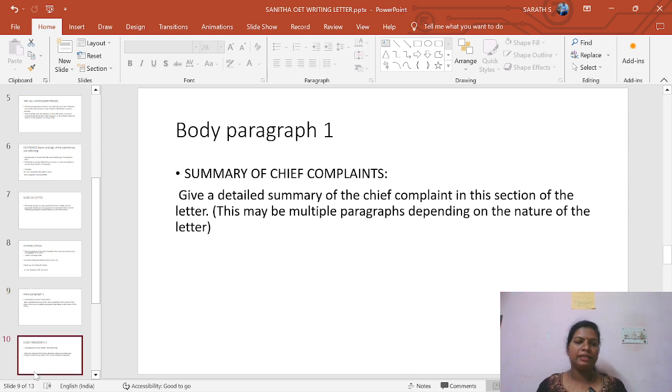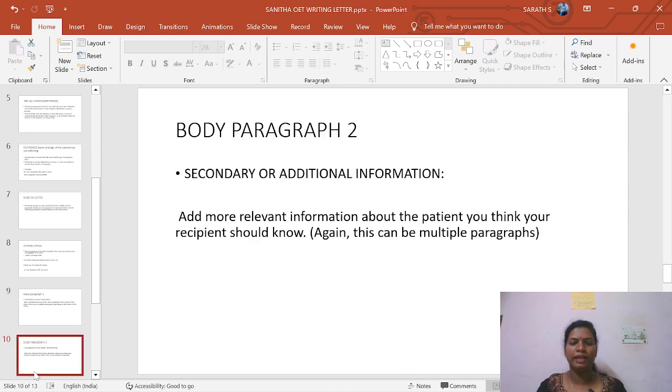A third one is body paragraph 2, secondary or additional information. If you need to add more additional information about the patient condition, you have to write a second paragraph. Add more relevant information about the patient you think your recipient should know. For whom you are writing the letter, you have to write the relevant information. Think that you are a charge nurse receiving a letter, and you are reading the letter; you have to understand clearly what is written.